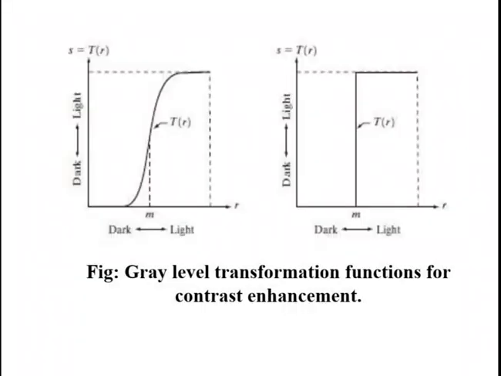Basically, enhancement is the process of manipulating an image so that the result is more suitable than the original for a specific application. The word specific is important here because it establishes at the outset that enhancement techniques are problem oriented. Thus, for example, a method that is quite useful for enhancing X-ray images may not be the best approach for enhancing satellite images in the infrared band of the electromagnetic spectrum.